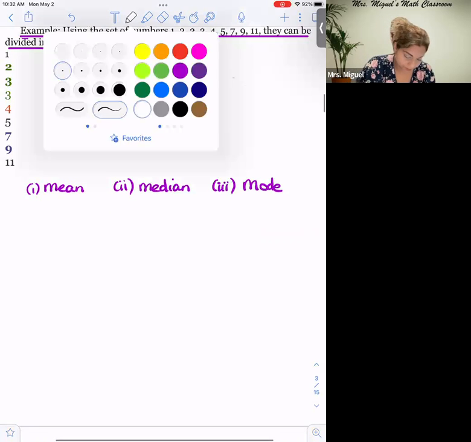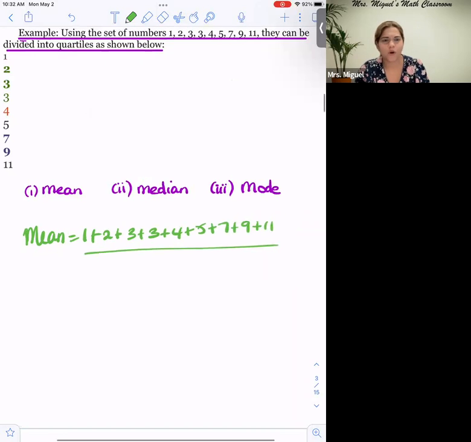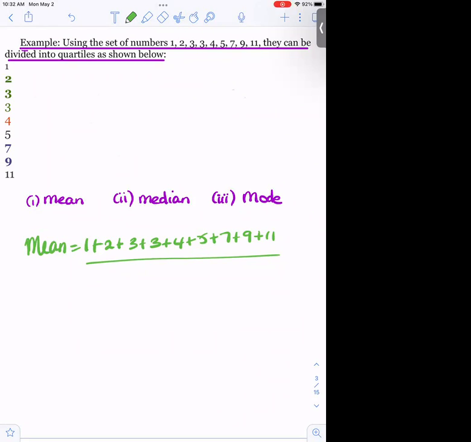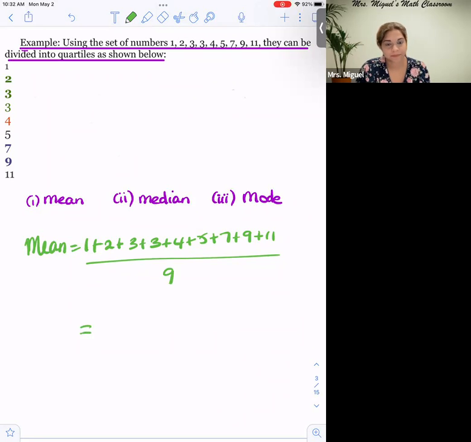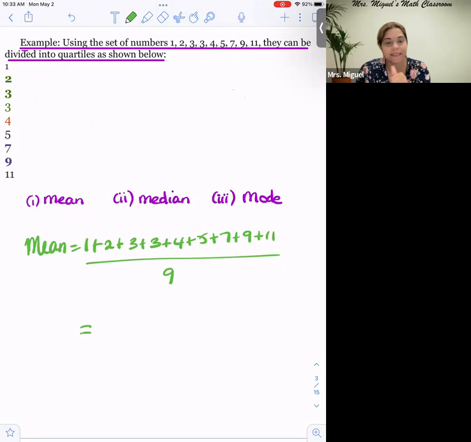So the mean is 1 plus 2 plus 3 plus 3 plus 4 plus 5 plus 7 plus 9 plus 11 divided by, now how much am I going to divide by? How many numbers do I have in the distribution? 9. What is the sum? When we added all the numbers, how much did we get? 36?